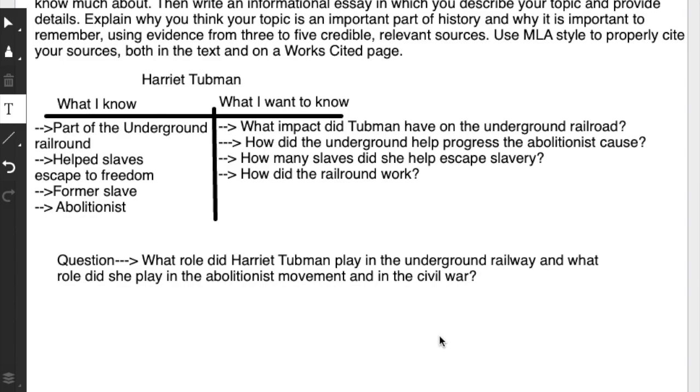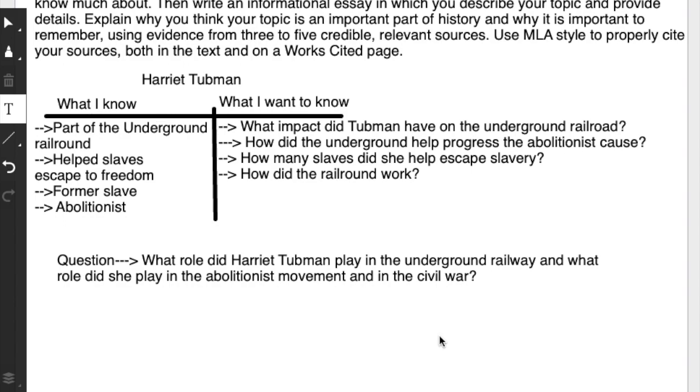I can find out what role she played in the Underground Railroad, and I can determine what that looked like for her. And then I can go further into her life, into the abolitionist movement, and into the Civil War. So by answering the question of what role she played, I'm also going to be answering the question of how that Underground Railroad worked and how many people she helped save in that progress. And then what role did she play in the abolitionist movement?